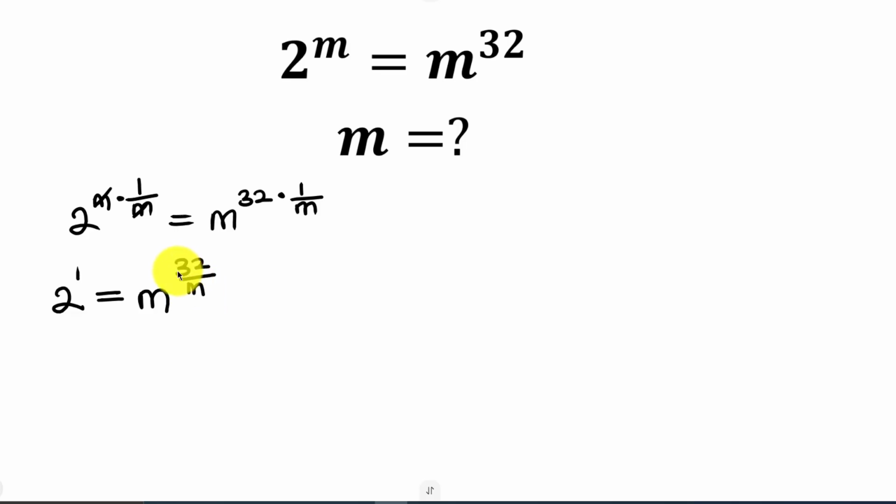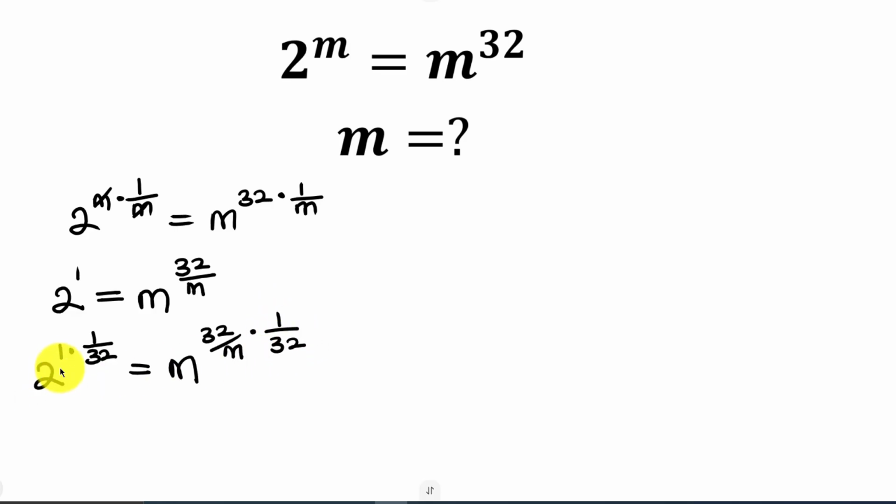Now let's separate the 32. Now to separate the 32, we have to multiply the exponent by its inverse, which is 32. So I have 2 to the power of 1. I'll multiply the exponent by 1 all over 32, which is the inverse of 32. This is equal to, here I have m to the power of 32 over m. I'll multiply by the same thing, which is 1 all over 32.